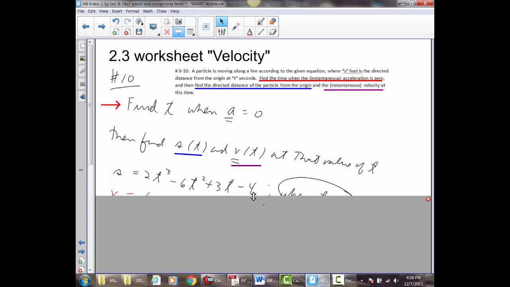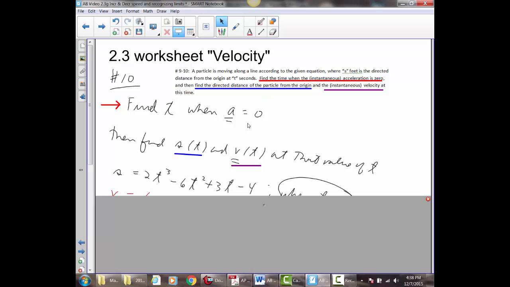Okay. So a particle is moving along a line according to the given equation where s feet is the directed distance from the origin at t seconds. There's 3 questions. In red, find the time when the instantaneous acceleration is 0. And then blue, find the directed distance of the particle from the origin. And then in purple, find the instantaneous velocity at that time. Okay? So they want to know at what time is the acceleration 0?